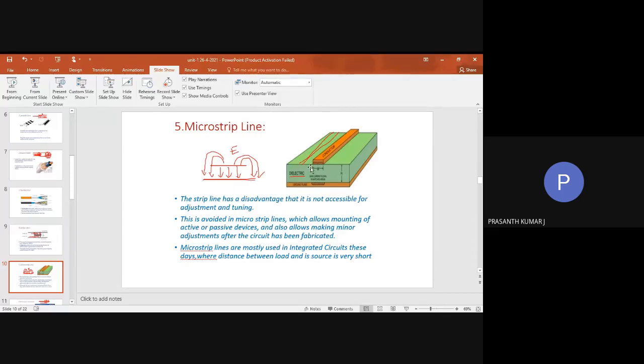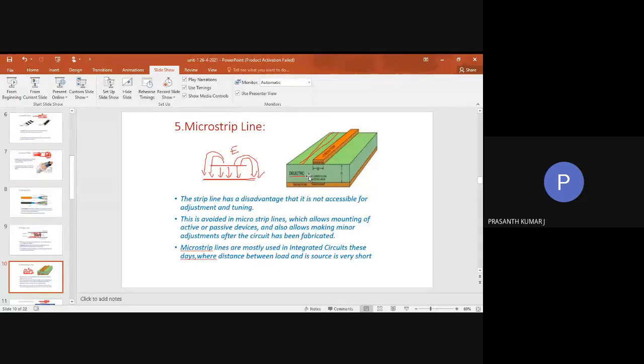From this, we have the next type of transmission line, called the microstrip line. This microstrip line is one type of transmission line which we use on a PCB. Most of these are used in mobile phones, laptops, and all the latest gadgets. They are called strip lines or microstrip lines. The advantage is they have a construction similar to a PCB. A bottom ground plane of copper, a copper top, and in between a dielectric substrate material. That is the construction of a microstrip line.